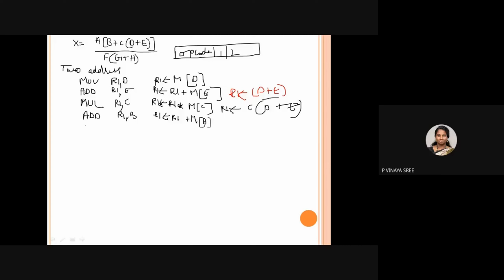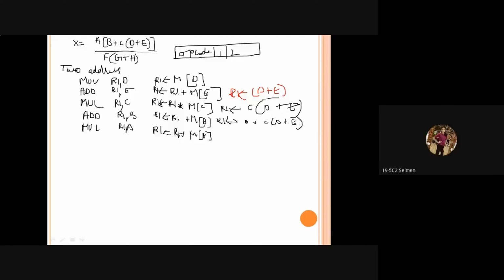Next, Mul R1 comma A. Mul R1 comma A means that until here R1 has B plus C into D plus E. Now we go for memory location A and perform the multiplication. So what will be present in R1? The numerator. Yes, in R1 we have the numerator.